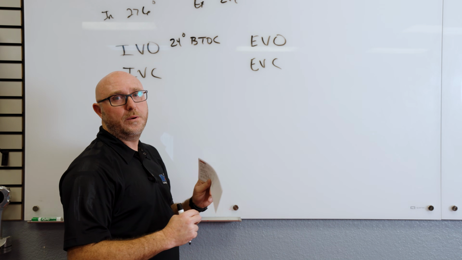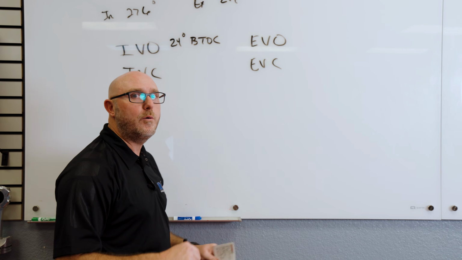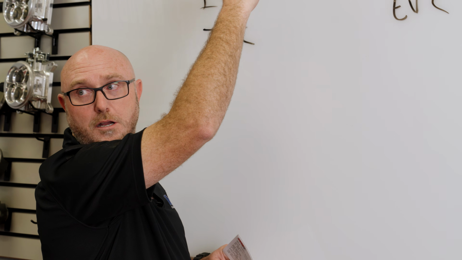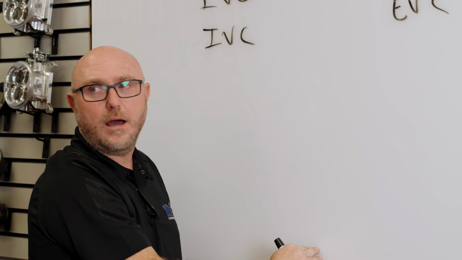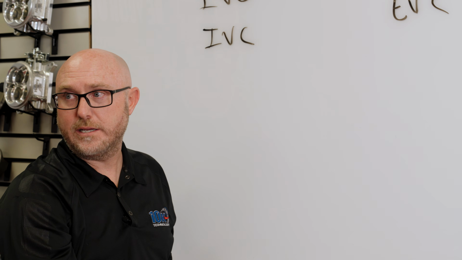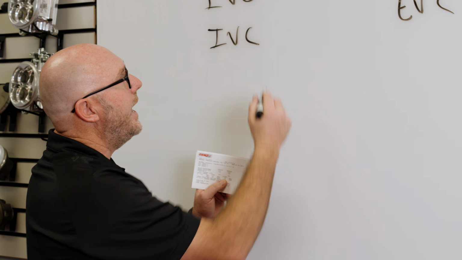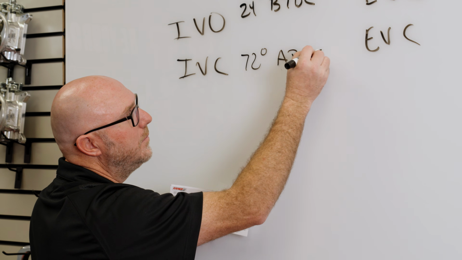I'm gonna get started opening that intake valve 24 degrees before top dead center. Now think about what happens after that. I'm gonna reach top dead center. My piston's gonna start going down, and I'm gonna travel from top dead center all the way to bottom dead center. That's 180 degrees. My intake valve then closes at 72 degrees after bottom dead center.